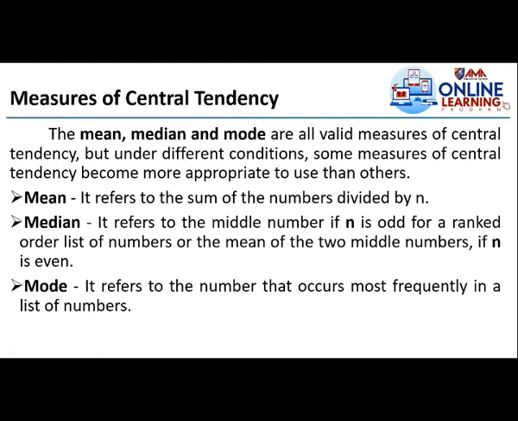Now, the mean, median, and mode are all valid measures of central tendency. But under different conditions, some measures of central tendency become more appropriate to use than the others. So if you want to get the average, you will use the mean. Yung median naman is to identify the middle number of the set or data set. Yung mode naman is kung gaano ba ka-frequent, no, na nag-occur or nag-appear yung number or result na yan. So may different results siya. Depende yan sa usage niya or kung ano yung gusto mong makita na result.